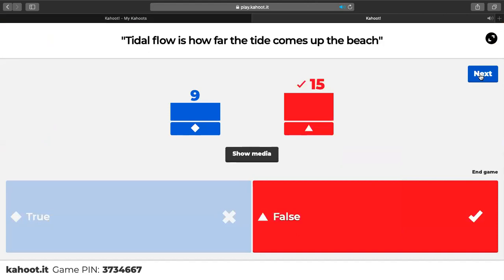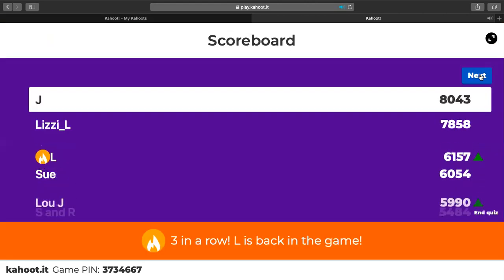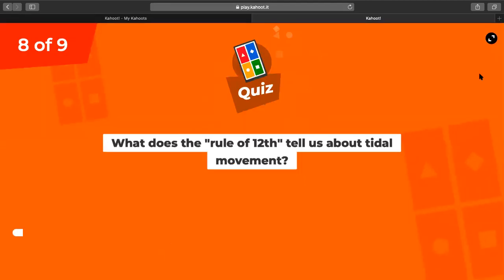Okay, so tidal flow is the flow of the water around the coast, remember, around headlands. So it doesn't describe how far it comes up the beach. Tidal range is how far it comes up and down the beach. It's quite a tricky question, that one. Okay, Jay is in the lead, closely followed by Lizzie, and Elle has had 3 in a row right. Well done. Okay, we're on to the last 2 questions.